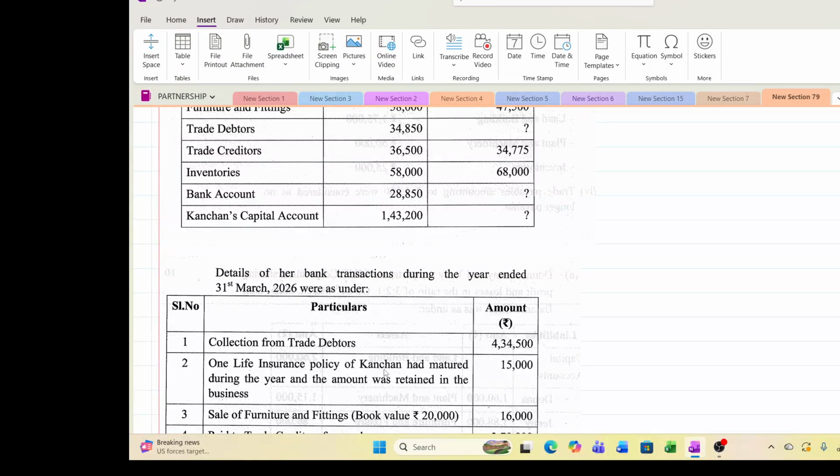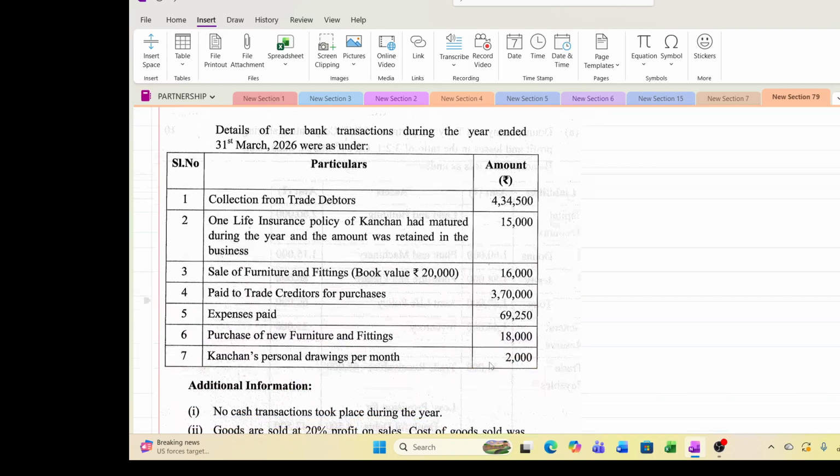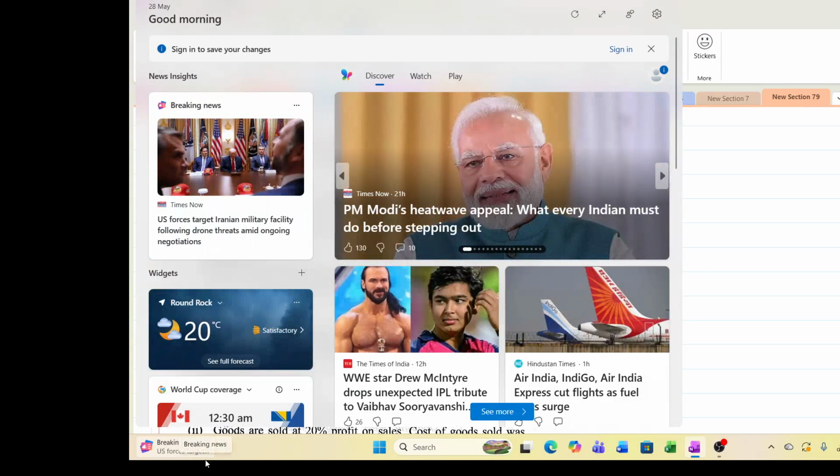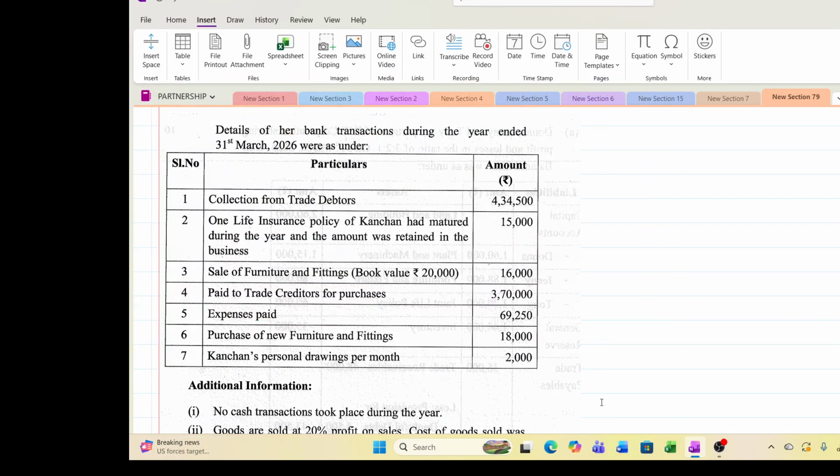Now going through this, collection is given and there is a life policy matured during the year and the amount is retained in the business. This means this is your additional capital. Next one is they have given some sale of furniture. So this is your additional capital.